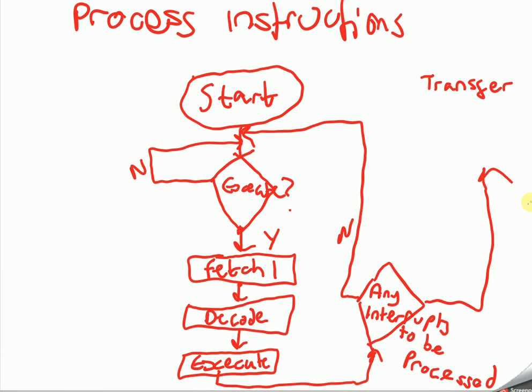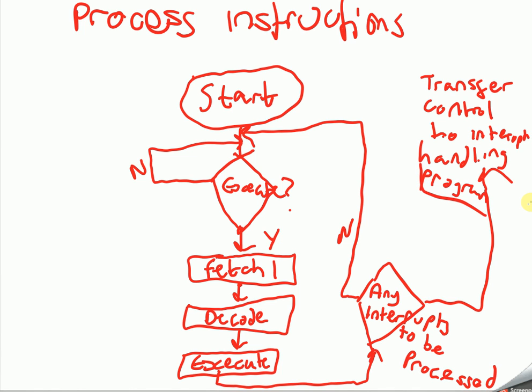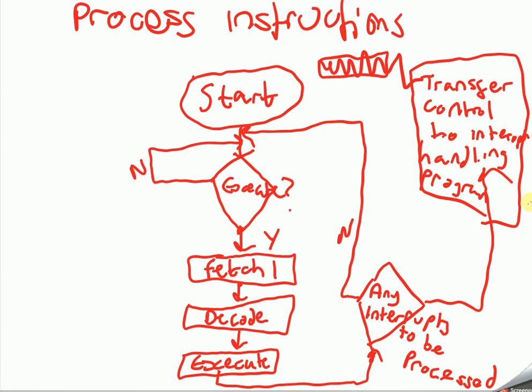If there are interrupts to be processed, transfer control to interrupt handling program. And I put it in a box. It's a process. Should be in a box like a rectangle. But I can't draw. Once it's done that, it goes back to the beginning again.